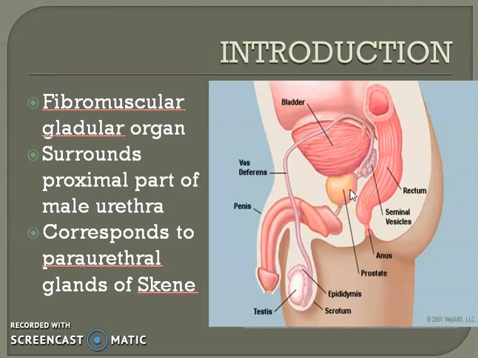Introduction. The prostate is a conical fibromuscular glandular organ which surrounds the proximal part of the male urethra, and it corresponds to the paraurethral gland of Skinner, which has been asked various times in the MCQs. The secretion of the prostate is slightly acidic and is a considerable part of the semen and contains acid phosphatase, fibrinolysin, prostaglandin and a large amount of zinc.